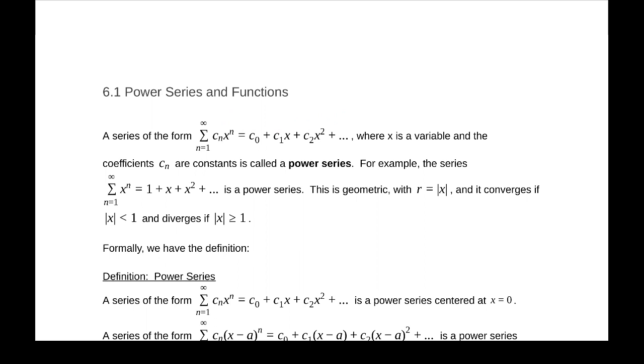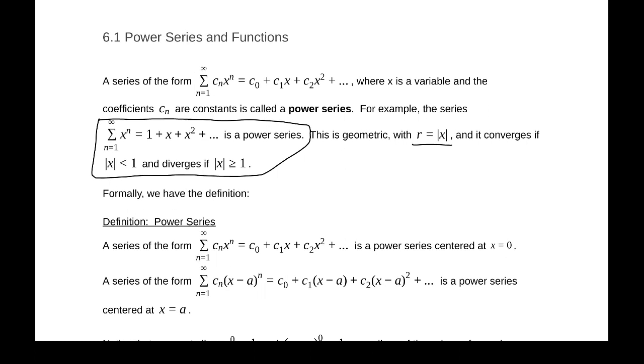So an example that's going to come up and be very useful here in a little bit is this power series right here. The sum from 1 to infinity of x to the n, which is 1 plus x squared plus x cubed, etc. And this is a geometric series with our ratio being the absolute value of x. And this converges if the absolute value of x is less than 1, because it's geometric, and it diverges if the absolute value of x is greater than or equal to 1.